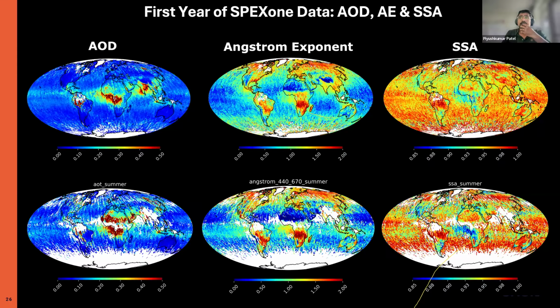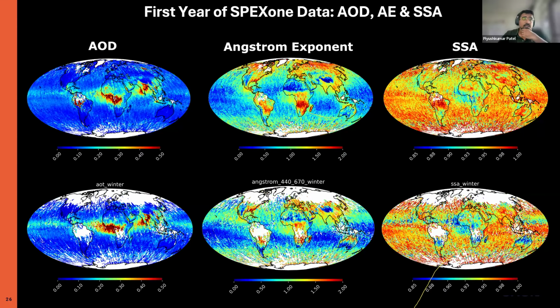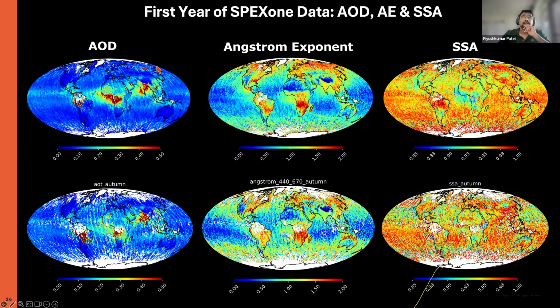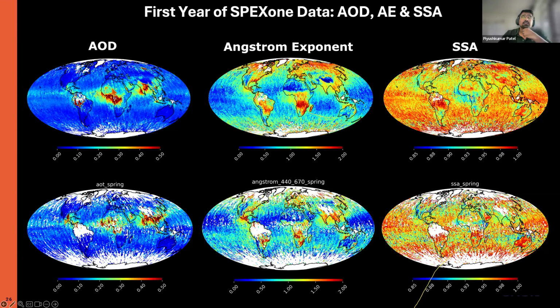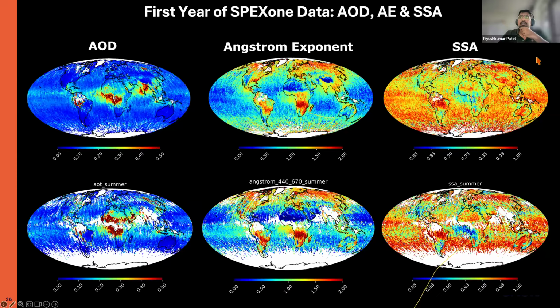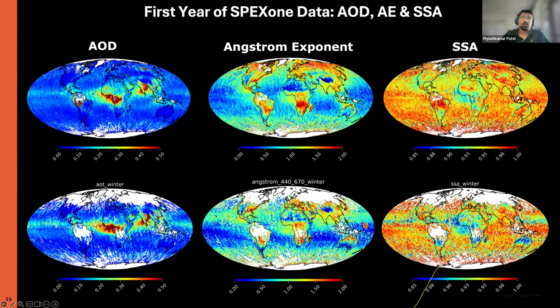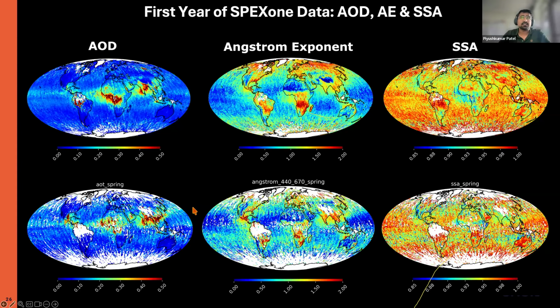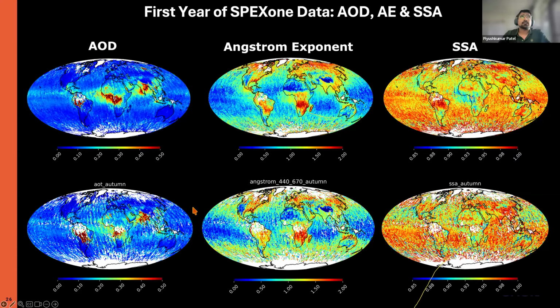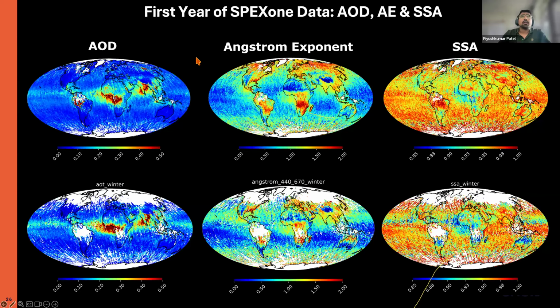Now, if I talk about the parameters we are getting from SPEX one, we have very traditional variables: aerosol optical depth, Angstrom exponent, and single scattering albedo. This is 1 year of combined data sets, and at the bottom you can see how they vary seasonally. These are the first year of data sets.